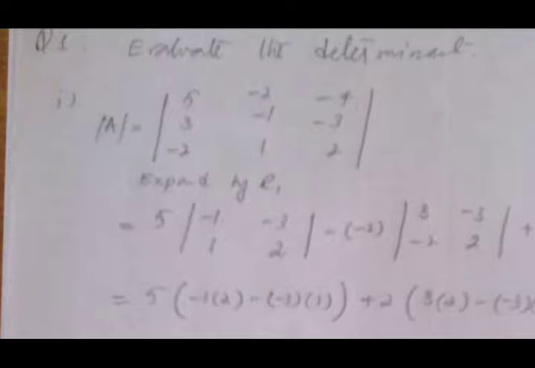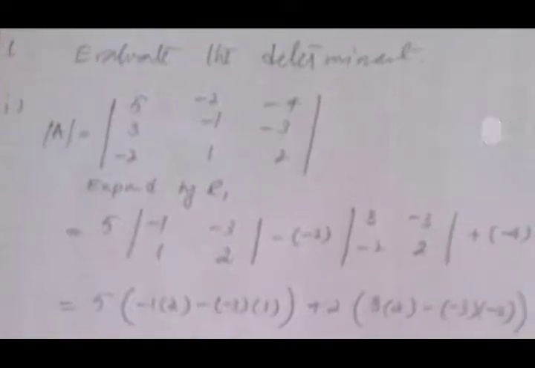The first number is 5. When we write 5, inside the determinant we write the values except row 1 and column 1. These are minus 1, minus 3 and 1 and 2. And then the next number is with a minus sign, the minus sign of the formula.